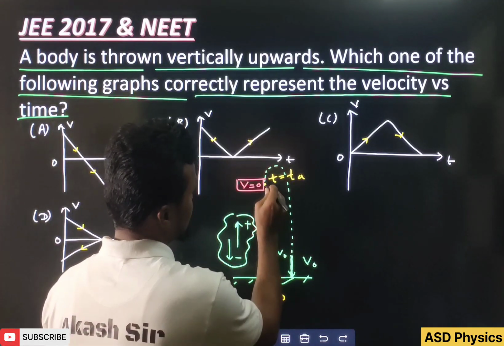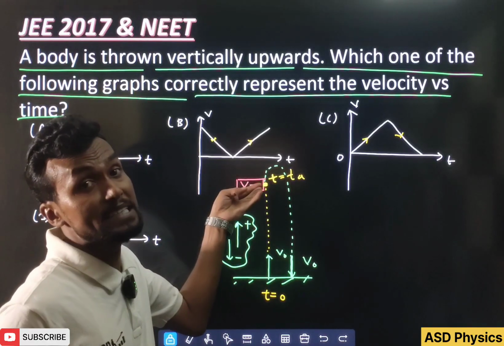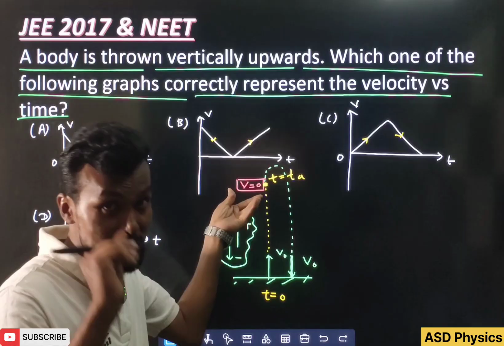So you can see very well, students, during the time of ascent the velocity will keep on decreasing, and at the highest point velocity will be how much? 0.